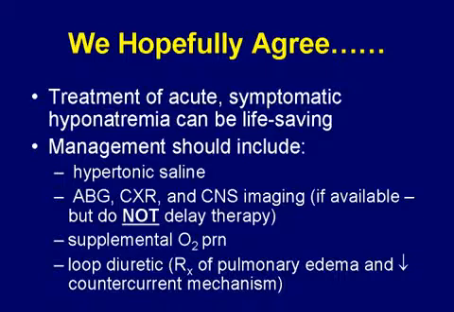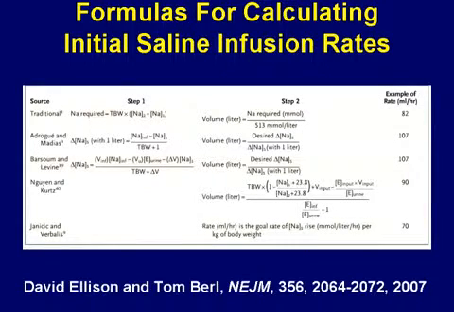And hopefully we agree that if you have a patient with acute symptomatic hyponatremia, you need to give them hypertonic saline. They need to be oxygenated. They need loop diuretics, mostly, as we said, to get rid of the issue of pulmonary edema if they have that. We talked about the various formulas.